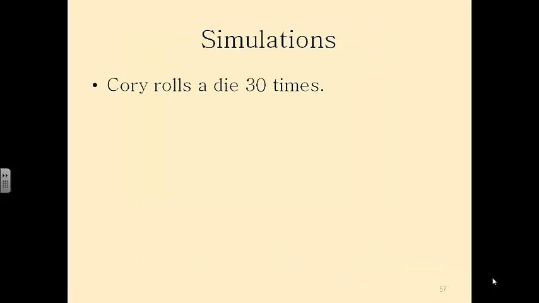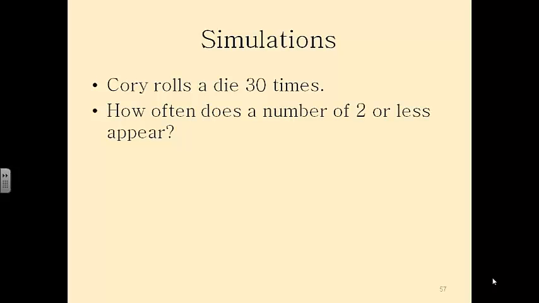Now, that leads us into our final little topic we're going to talk about today, and that's simulations. So let's say we have a fictional student named Corey, and he rolls a die 30 times. How often does a number of 2 or less appear? Now we could actually go out and roll a die 30 times and keep track of that, or we can use a simulation on our calculators to help us figure this out without having to actually go out and roll the dice.